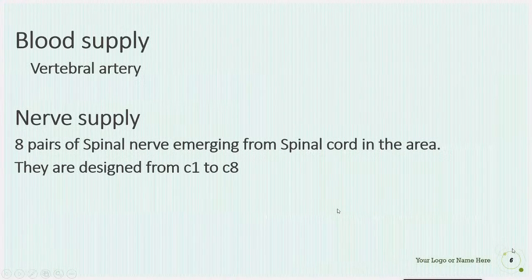Blood supply to the cervical vertebrae is through the vertebral artery. Nerve supply is through 8 pairs of spinal nerves emerging from the spinal cord in the area. They are designated C1 to C8.